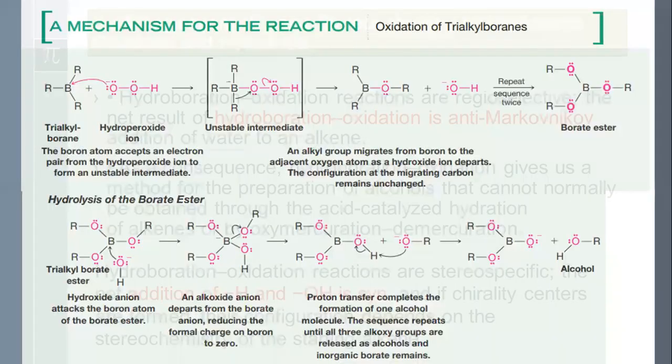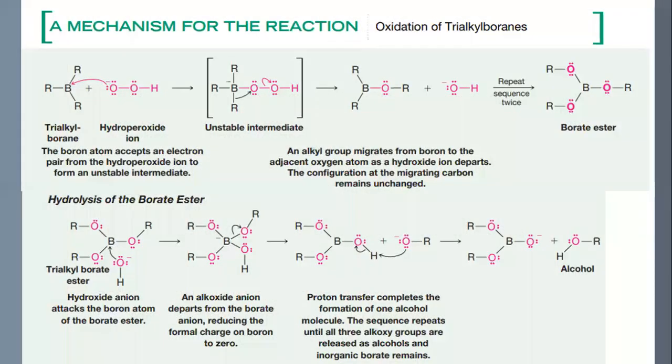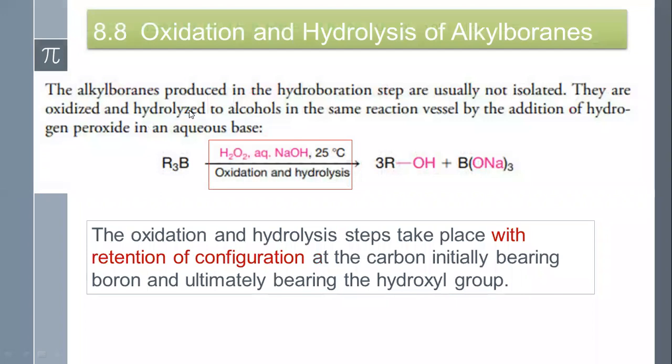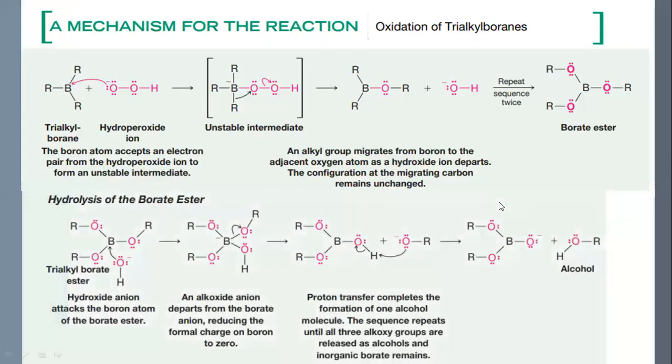Okay, what you will see from the oxidation process is that what you will obtain is an alcohol. In the general reaction, you get 3 moles of your alcohol from your alkyl borane. So again here you just get 1 mole of alcohol, and you just have to repeat your process, and you get your 3 moles of alcohol.